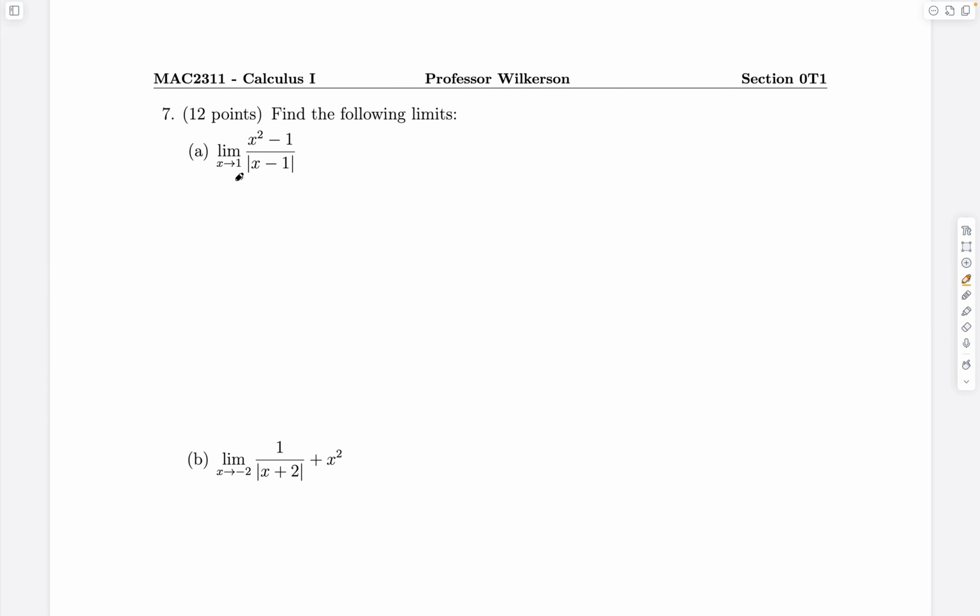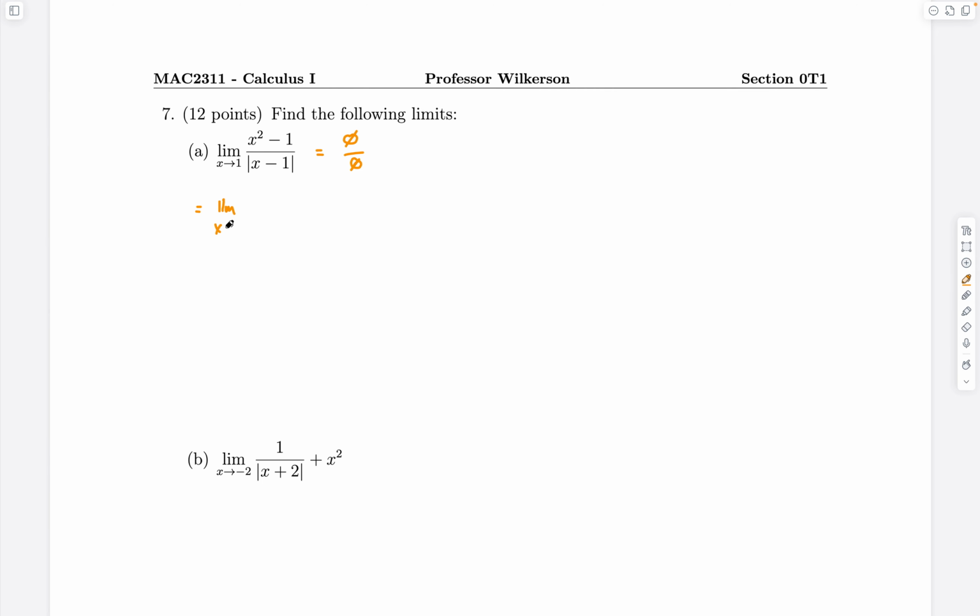I take the limit as x goes to 1 of the numerator x squared minus 1 divided by denominator absolute value x minus 1. And what I notice is that, as I plug in 1, clearly here 1 minus 1 would go to 0. This is an indeterminate form. I'm going to have to do some more work, right?